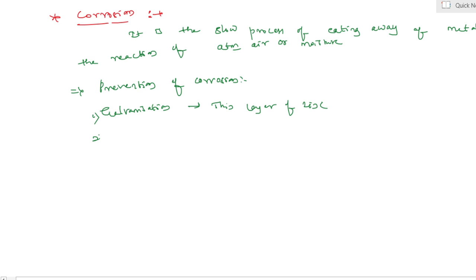Yes, let us see the second process, alloying. It is the method of improving the properties of a metal by mixing the metal with another metal or non-metal. Yes, my dear students, how does it take place? Mixing the metal with other metal or non-metal. The process is termed as what? Alloying.